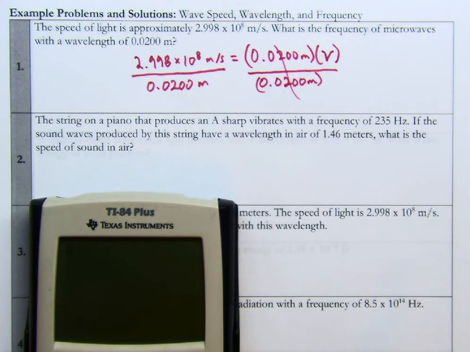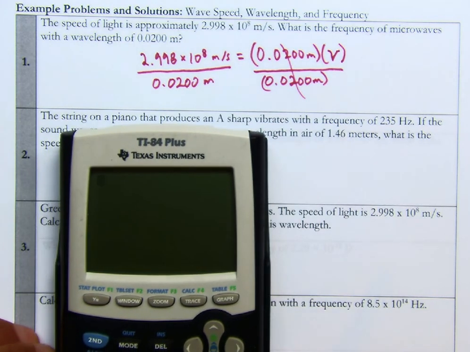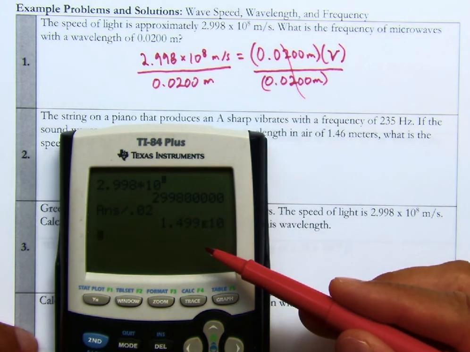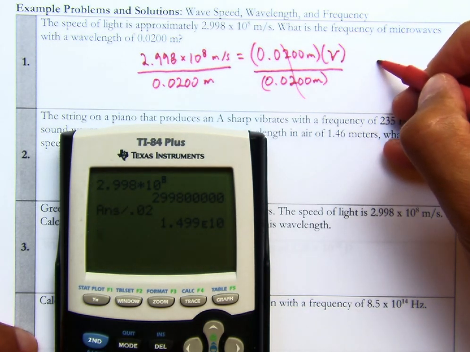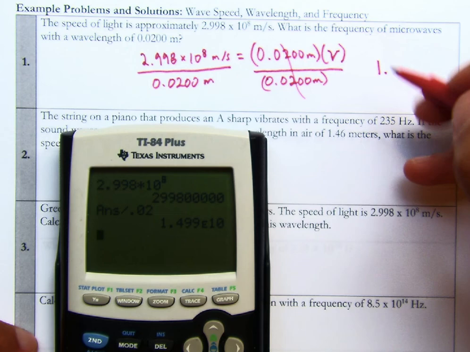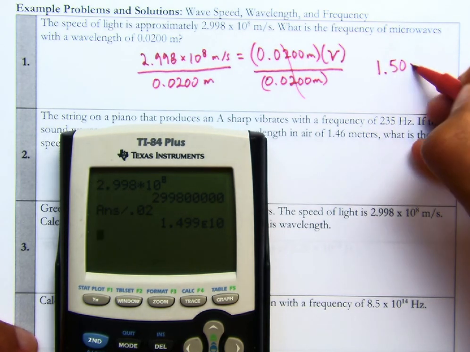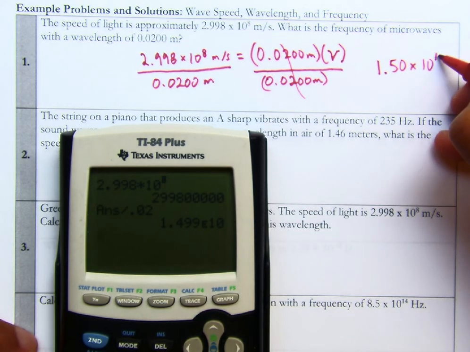On our calculator here, hopefully you can see that. The lighting's a little weird, but 2.998 times 10 to the 8th. That number is going to be divided by 0.02. And the calculator says, sorry if it's a little hard to read, 1.499. Now this number has two sig figs, so we'll say 1.50. And then it says E10. So that means times 10 to the 10th.